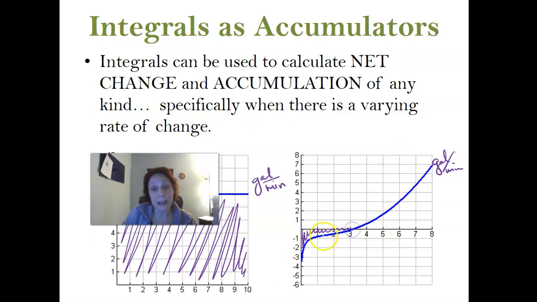Between 0 and 3, apparently it was losing, right? The rate was negative. And then from 3 to 7, the rate became positive. And we want to know what the net effect of that was, an accumulation. So here we're going to have a negative and a positive coming together.